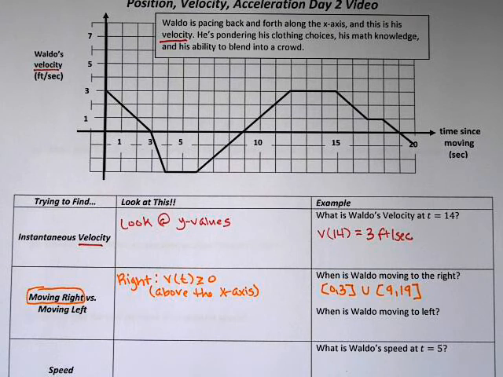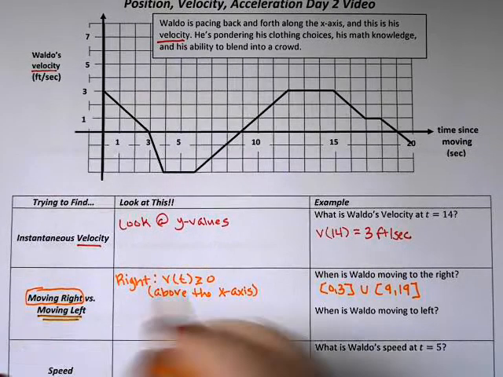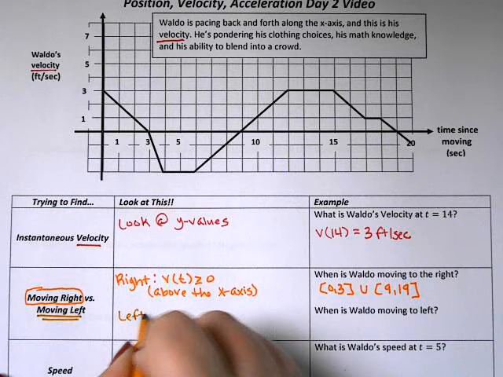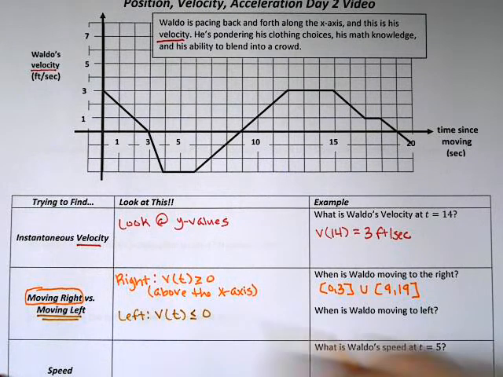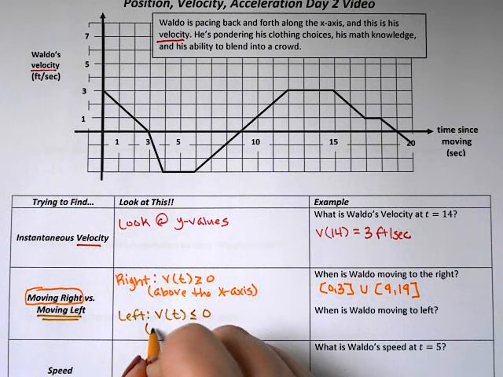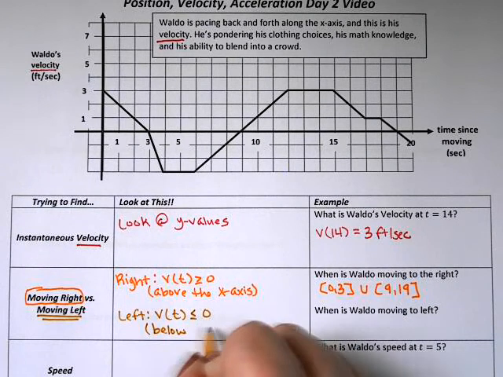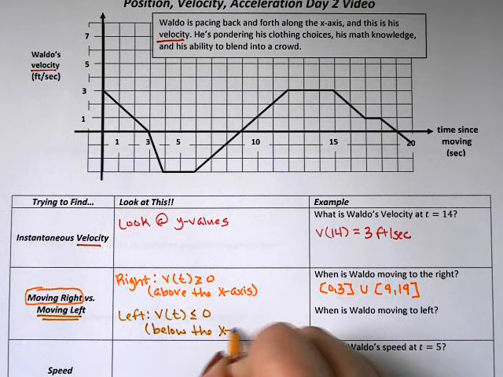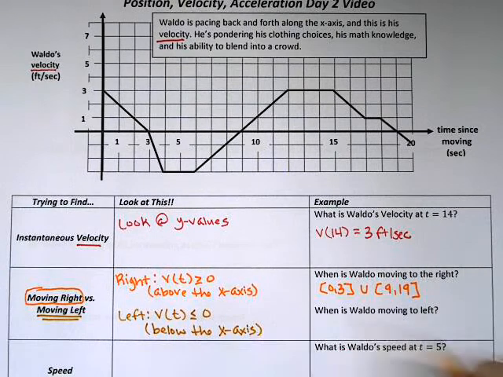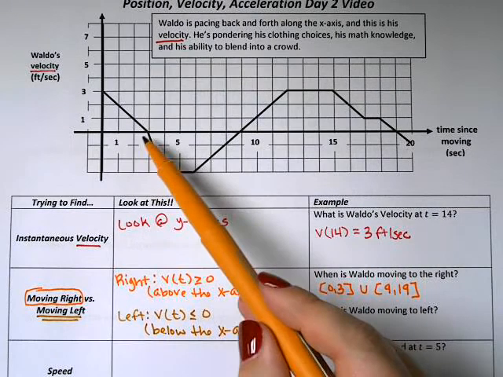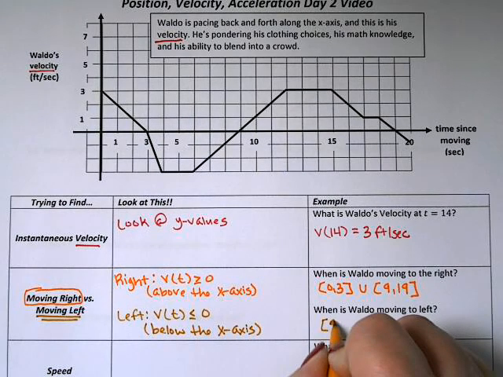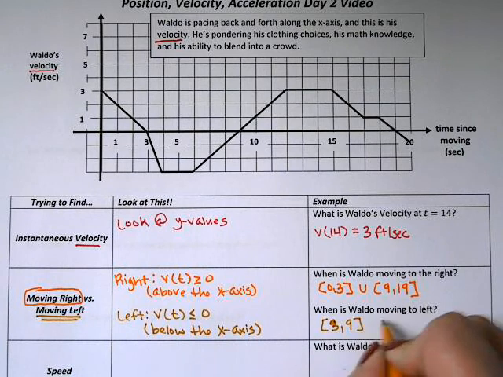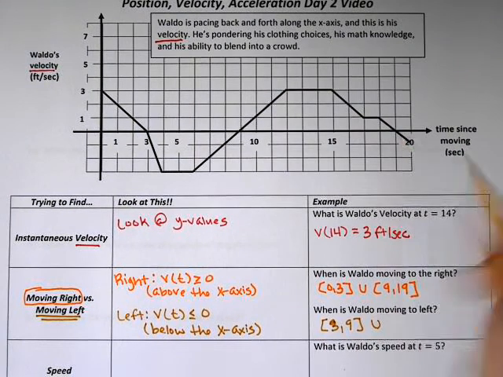All right, let's talk about moving to the left then. If we want to know when Waldo's moving to the left, we're looking for when the velocity is negative, or less than or equal to 0. In other words, when are we below the x-axis? His velocity is below the x-axis from 3 to 9, and then again from 19 to 20.